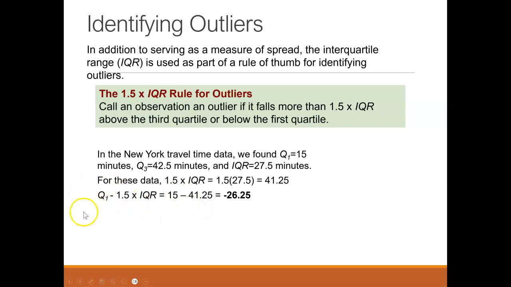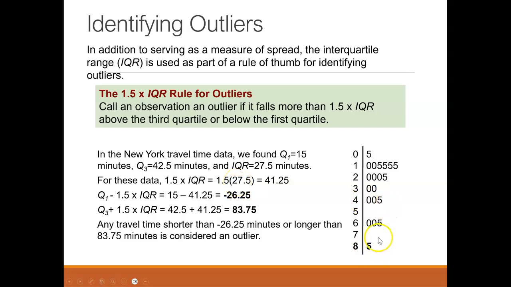If I do the above, I'll do Q3 plus 1.5 times IQR, and I get 83.75. If I go back and look at my data set, I notice there is one person, that poor sucker, with an 85-minute average commute. Must live in Connecticut or something. That would be considered an outlier since it's bigger than 1.5 times the IQR above Q3.